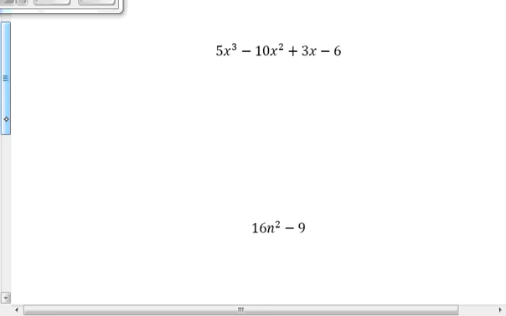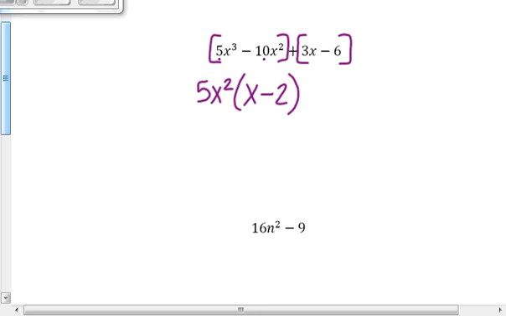One more of those. Always check and make sure to see if you have a GCF in all 4 terms. None of these do, so we can just simply keep going. We'll do it by grouping. GCF in the first 2 is 5. 5 goes into 5 and 10, and also x squared. So we're left with just 1x and a negative 2, since 5 goes into 10 2 times. In the second pair, we have 3 for our GCF, so we get x minus 2 again.